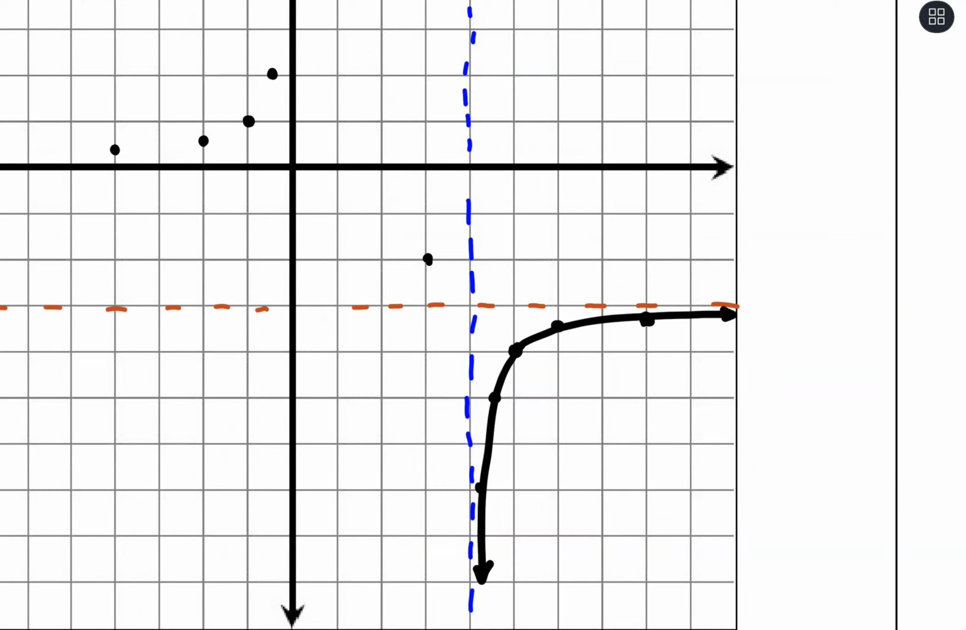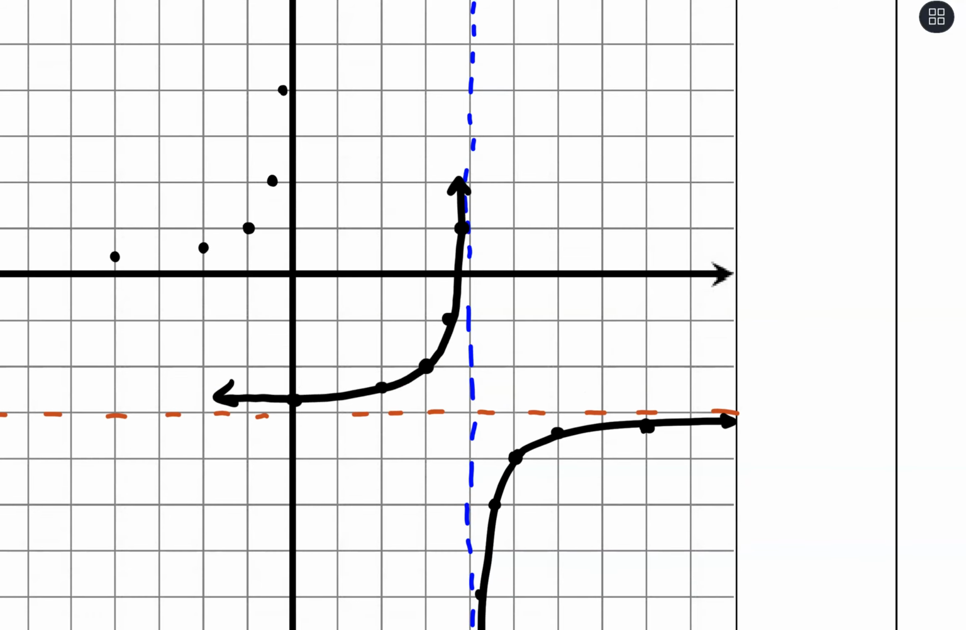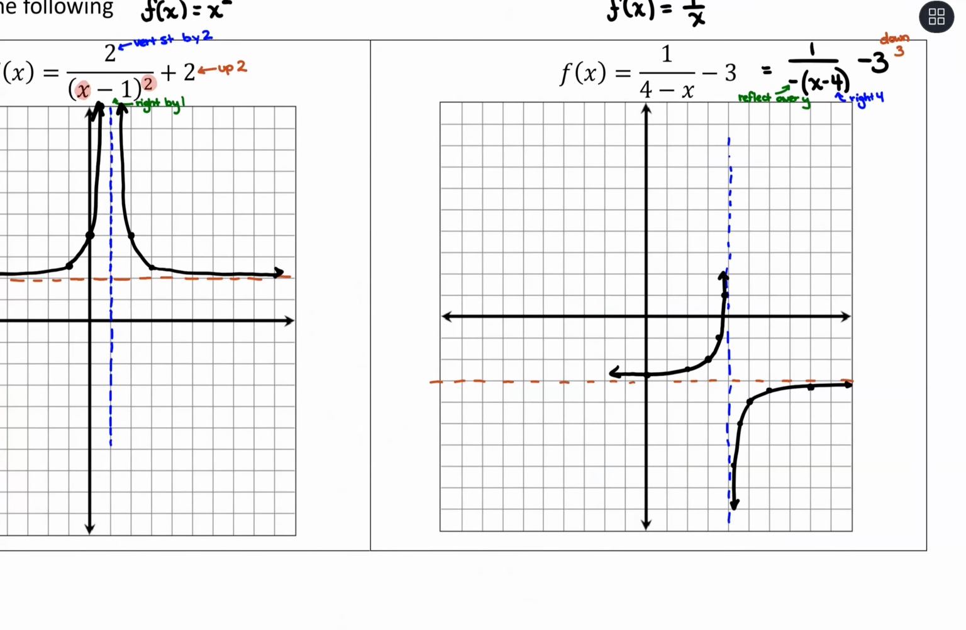And then same thing over here with those transformations. We should end up right here. And okay, just connect those nicely as best we can, and then erase our old work. And there we go. That's how we're going to work with our rational functions and their transformations.